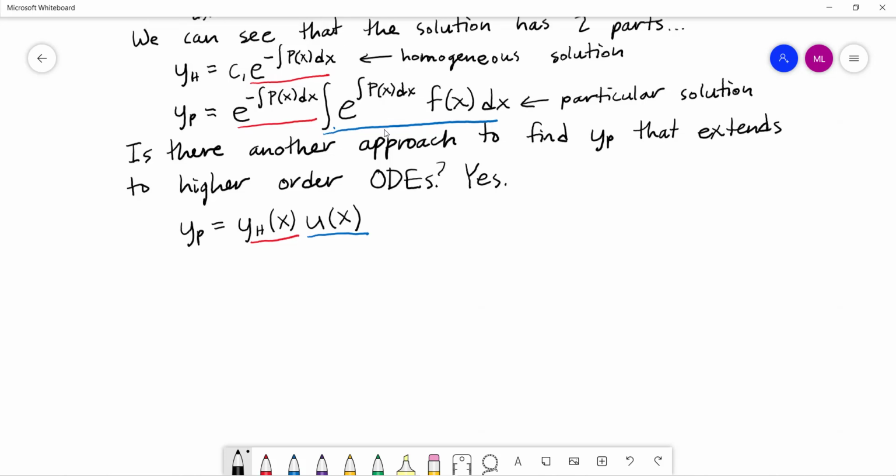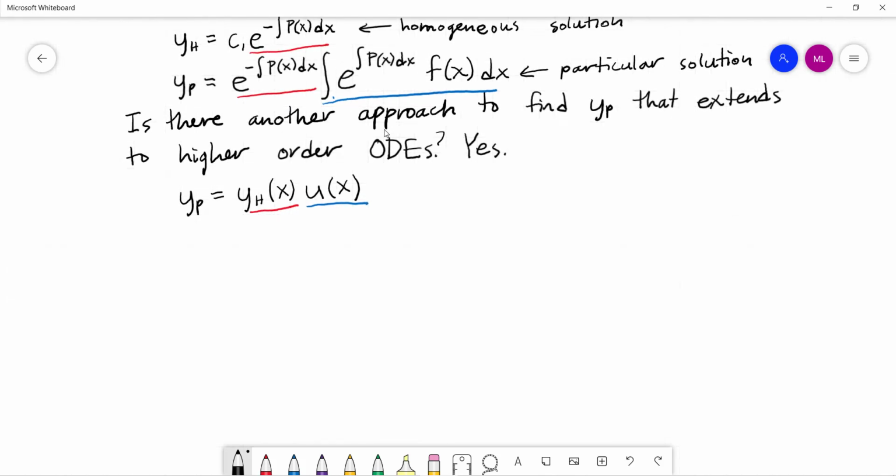So in this case, let's multiply and actually see what happens if we were to go back and plug this into the first differential equation. So we would need yp prime. To get the derivative of this, we would need to do the product rule. So first times the derivative of the second: y homogeneous times u prime of x, plus the second times the derivative of the first: y homogeneous prime times u of x itself.